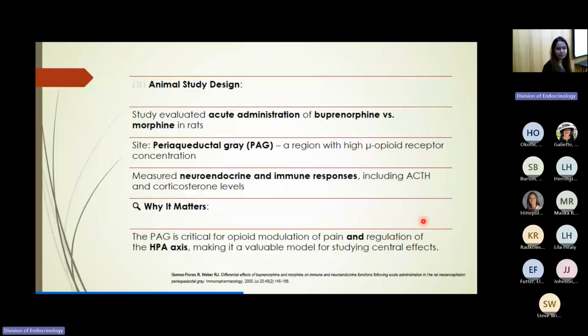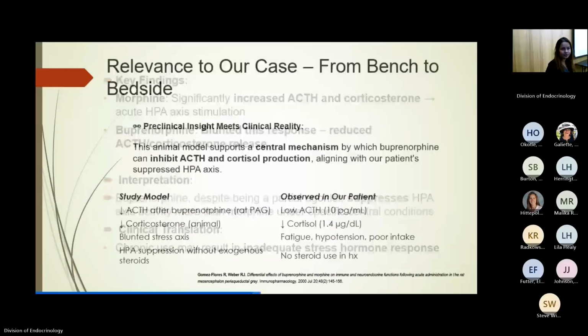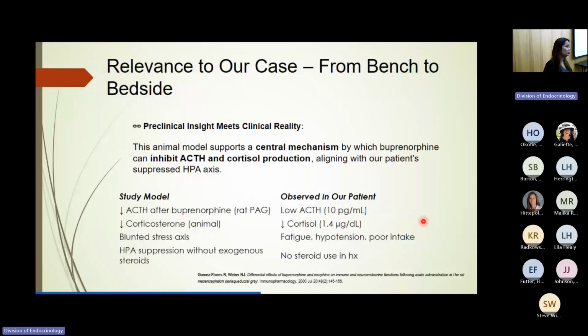The key finding of the study was that when they injected morphine, it caused significantly increased ACTH and corticosterone production and acute HPA axis stimulation. That was known and expected. But with buprenorphine, they saw that this response was blunted, with reduced ACTH and corticosterone release. The interpretation was that buprenorphine, despite being a partial agonist, suppresses HPA axis activity more than morphine under specific central nervous conditions. And the clinical translation they had was that chronic use may result in an inadequate stress hormone response in these patients.